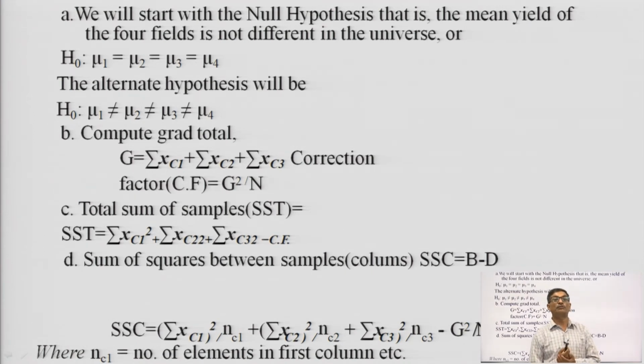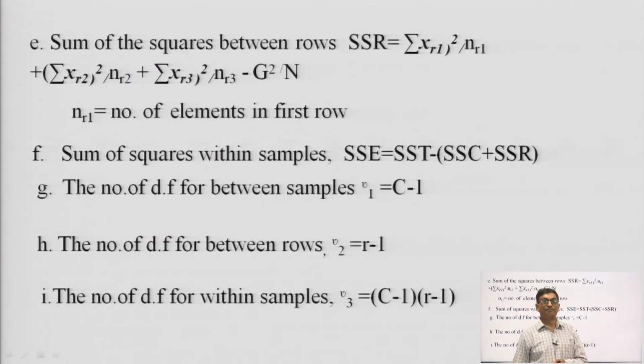Then we find the sum of squares between columns, SSC, which will be equal to the summation of (x C1) whole square divided by n C1, where n C1 is the number of observations in the first column, plus summation (x C2) square upon n C2, plus summation (x C3) square upon n C3, minus the correction factor, where n C1, n C2 and n C3 are the number of observations in the first, second and third columns.